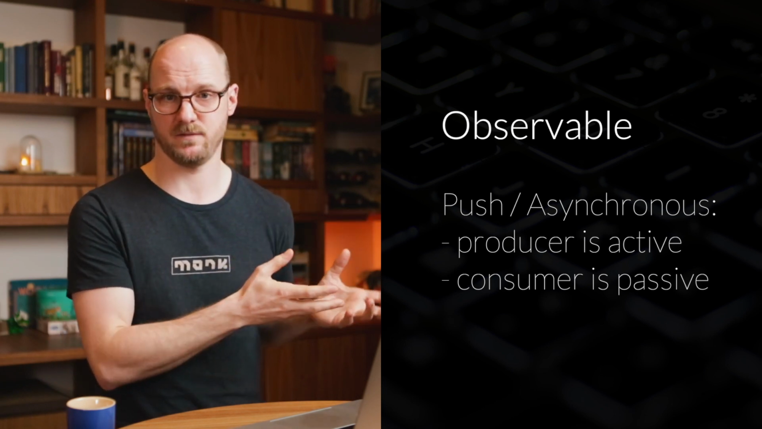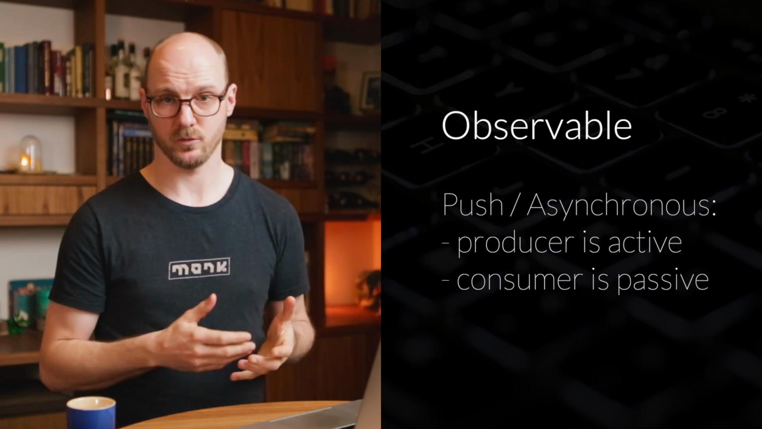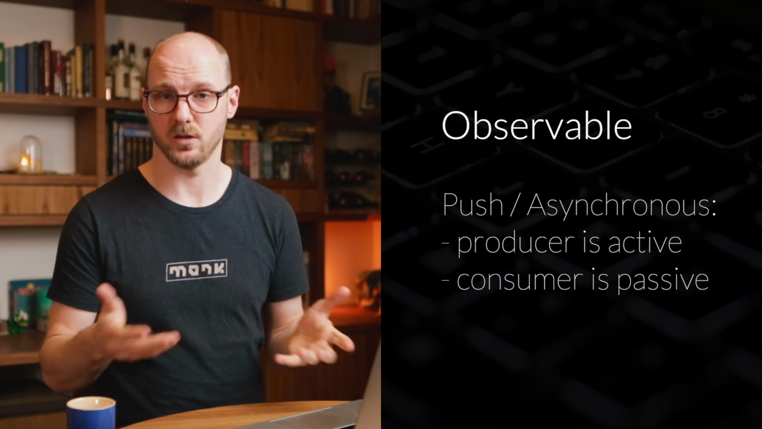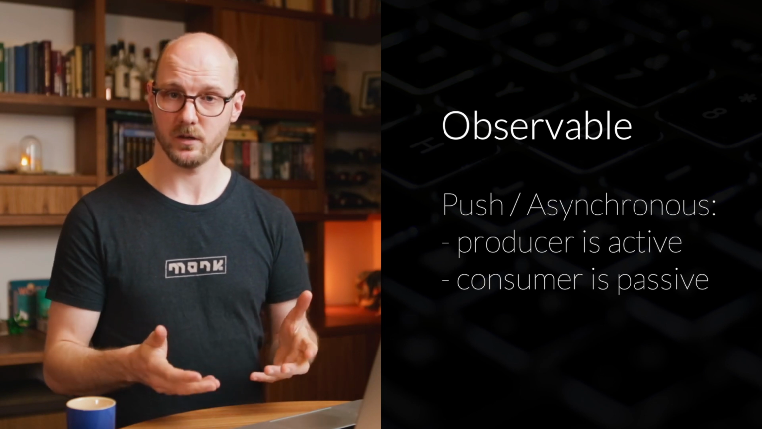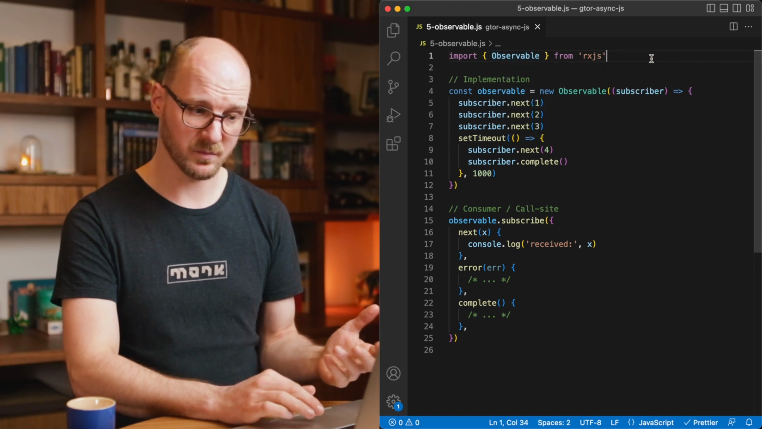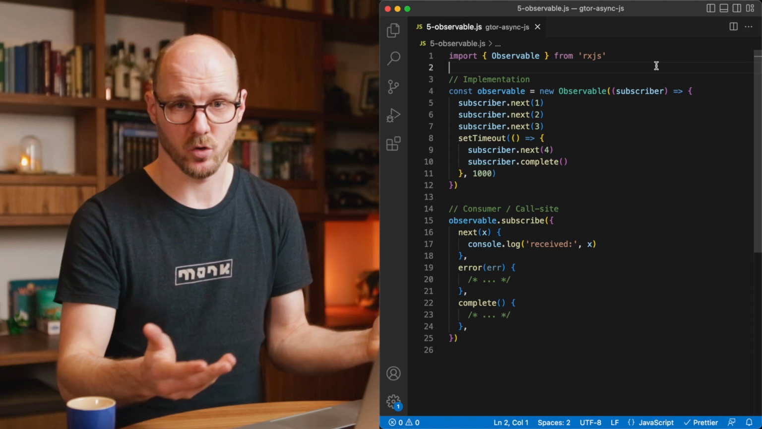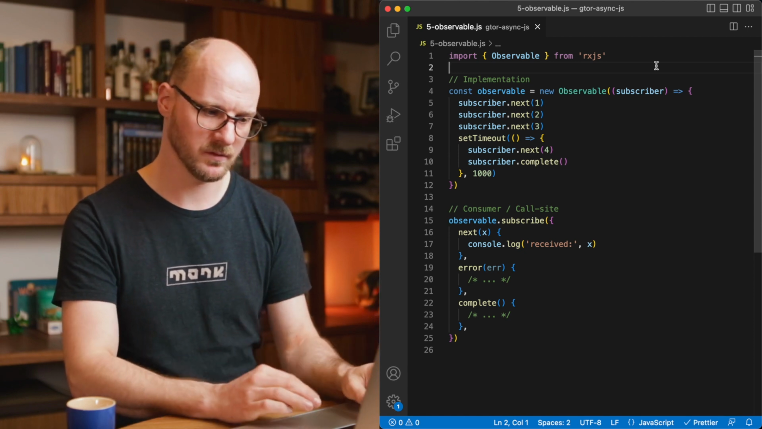The consumer does not have the initiative. It will have to react. It is passive. They're also called streams. An implementation in Node.js is called streams. Let's look at an example. In here I'm importing the observable from RxJS, but there's multiple observable implementations out there. And if you're in Node, then you have the streams library you could use.